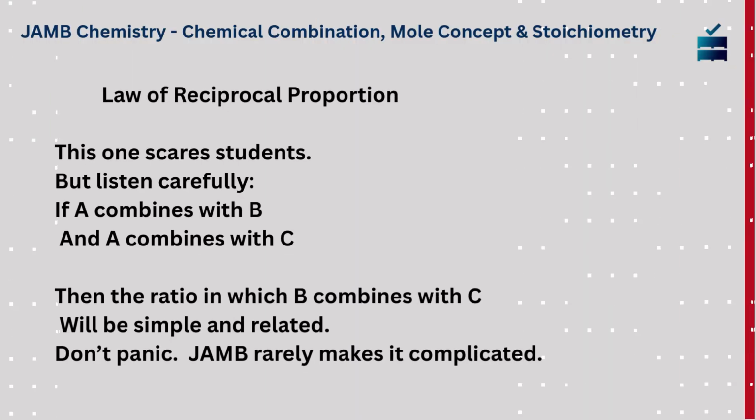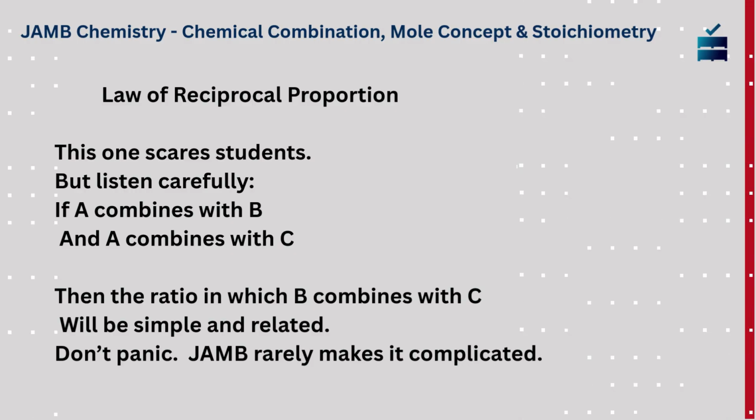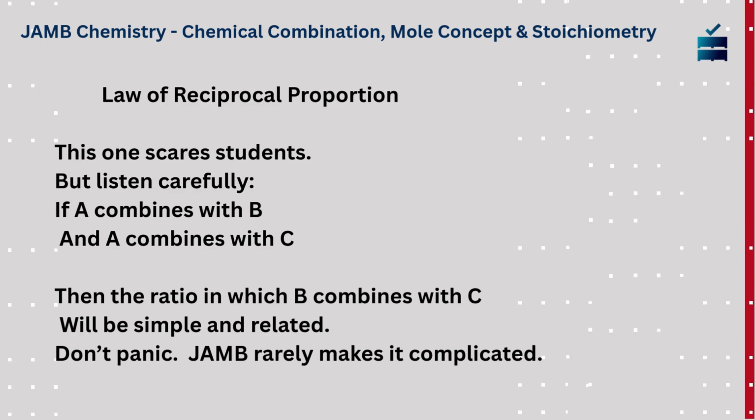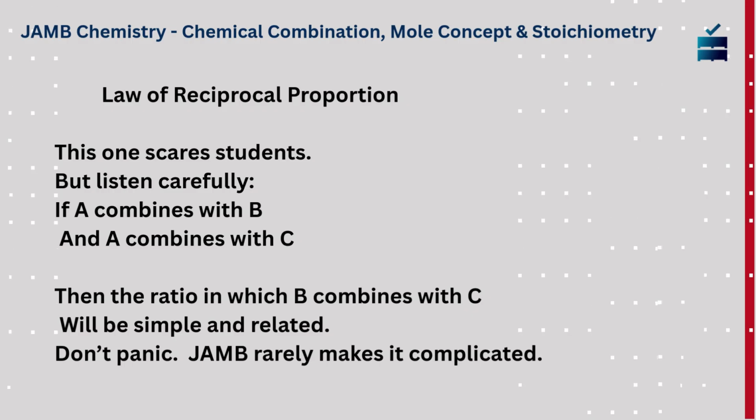Or law of reciprocal proportion. This one scares students, but listen carefully. If A combines with B, and A combines with C, then the ratio in which B combines with C will be simple and related. Don't panic. JAMB rarely makes it complicated.